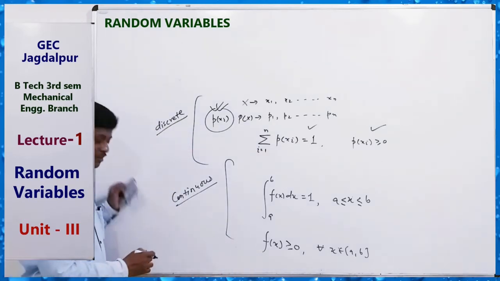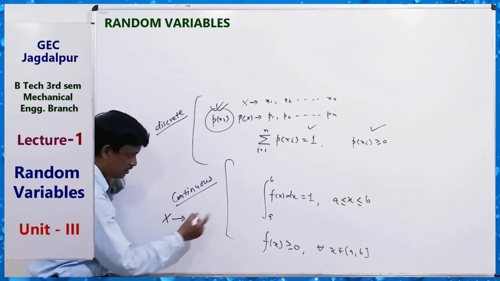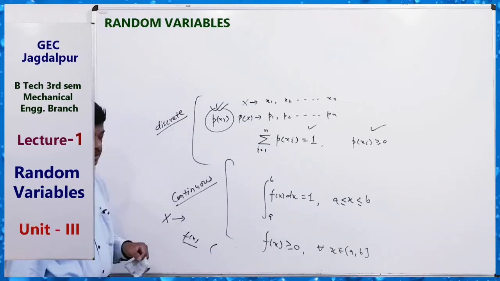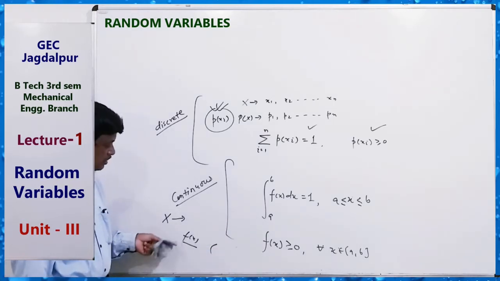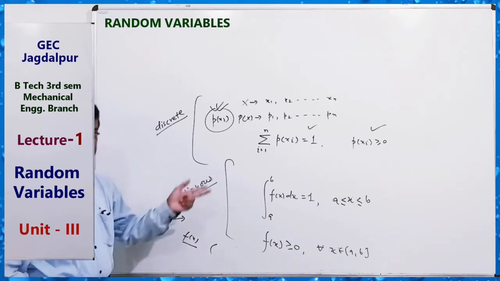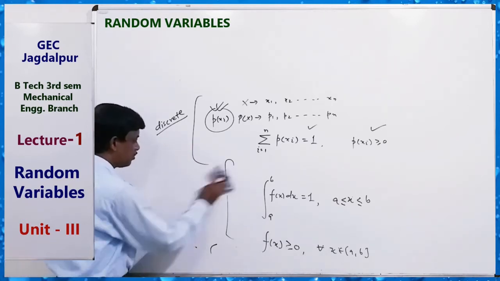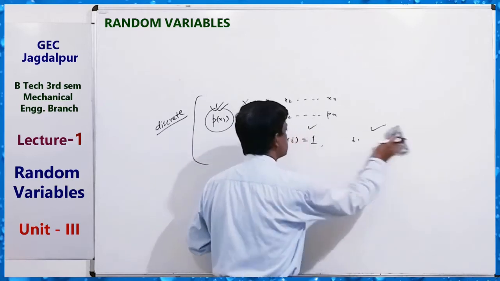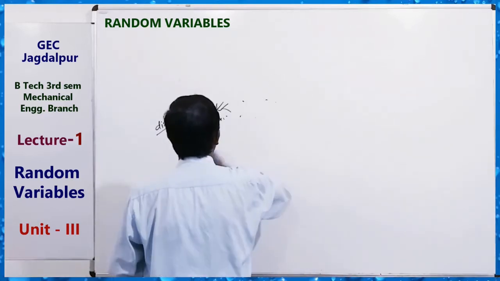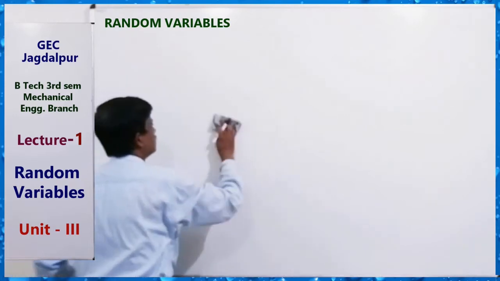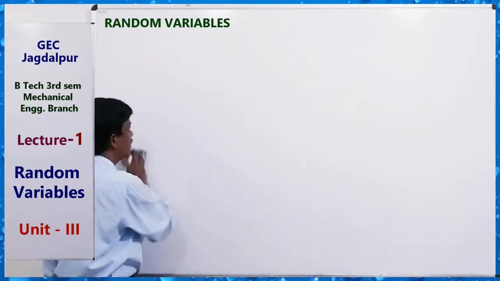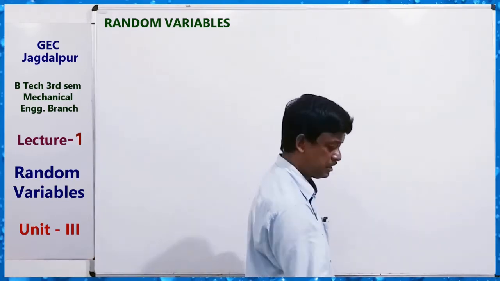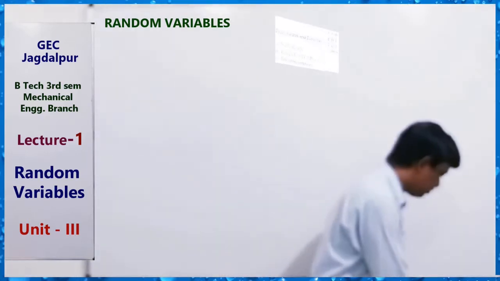When we write f(x) with an interval like this, we can say this is a continuous probability distribution. The probability distribution of a continuous random variable is known as a continuous probability distribution, and corresponding to a discrete random variable it is called a discrete probability distribution. Okay, so by using this definition, the probability function, probability density function, random variable and so on, we will solve some questions.